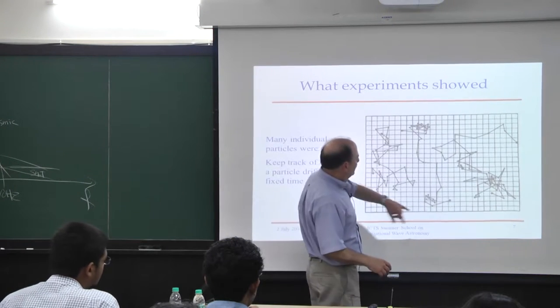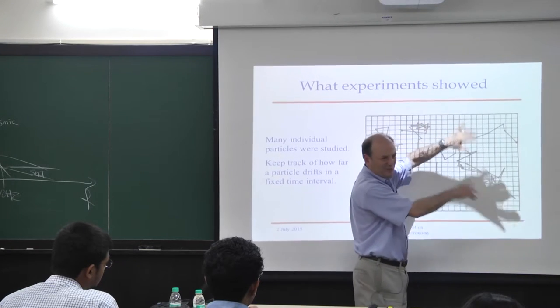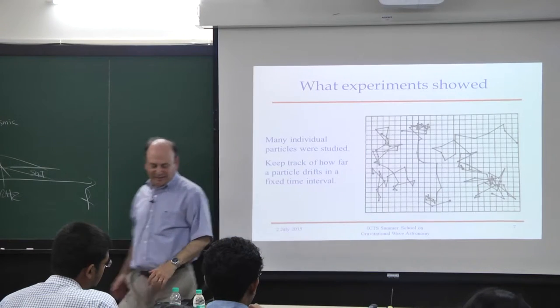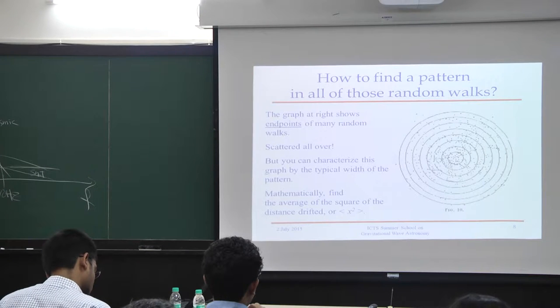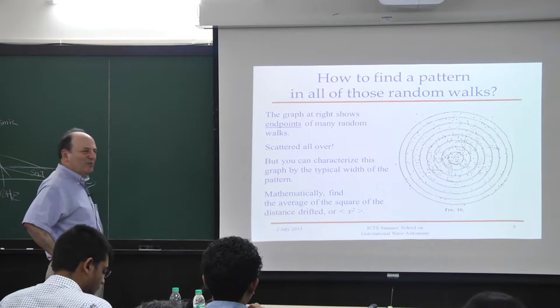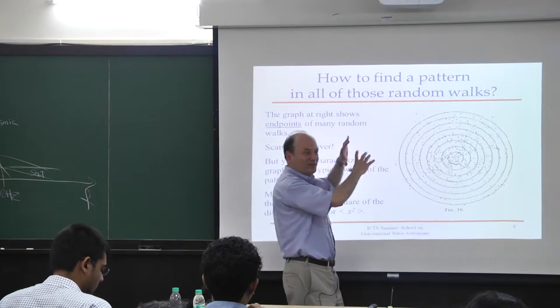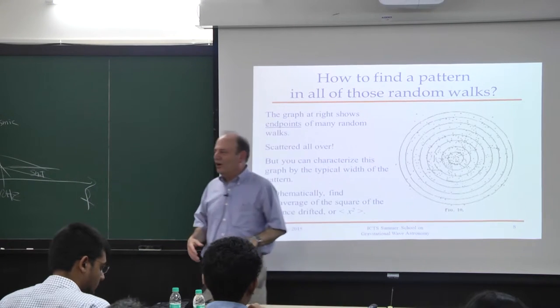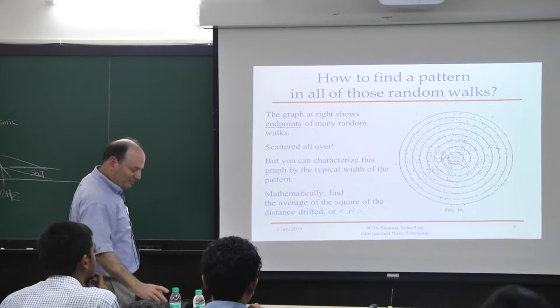This one started here, this one started here. You just suppress where it started, and just measure radius and angle. And so you had to ask, is there any pattern in there? The hope was what you were looking at was some sort of Gaussian with a width. And then the next question was, did the width of that pattern vary in a systematic way as you increased the time over which you observed the path?